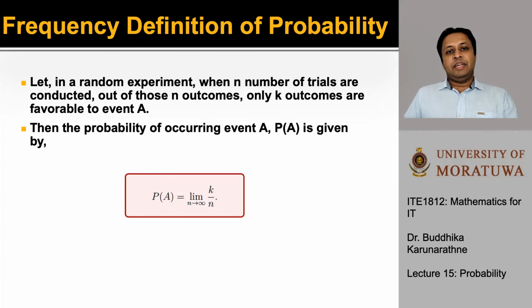And now we introduce the frequency definition of probability. In a random experiment where n trials are conducted, out of those n outcomes, only k outcomes are favorable to event A. Let's have this assumption. So the probability of event A occurring, denoted as P(A), is given by the limit as n reaches infinity of k over n. So this is the frequency definition.